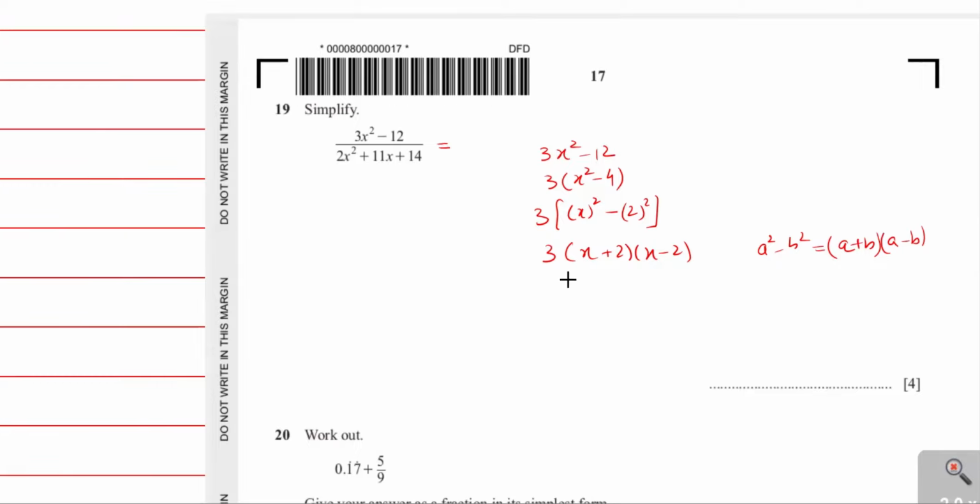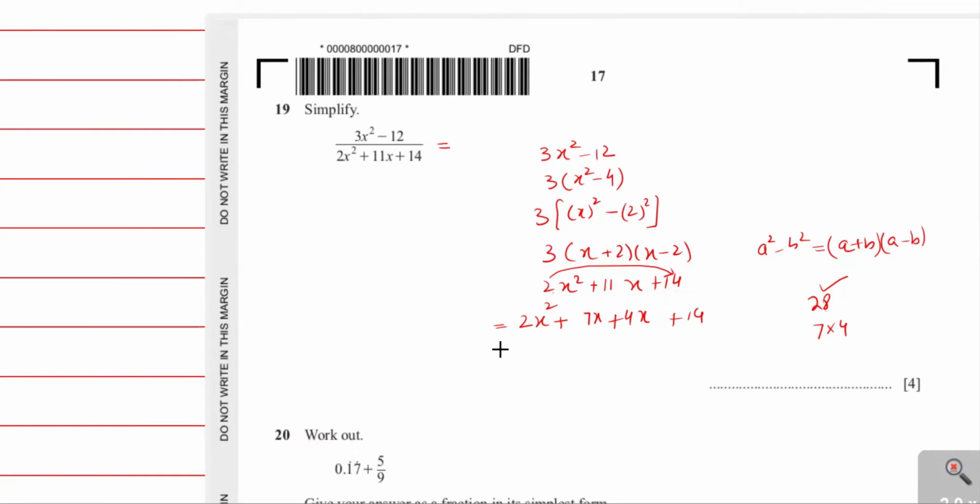Next, we will factorize 2x² plus 11x plus 14. To factorize this expression, we will multiply 2 by 14, we get 28, and we will use the midterm breaking method. In the midterm breaking method, we will take the factors of 28 that add to give 11. Look here, 7 times 4 is 28. Therefore, we write 7x plus 4x.